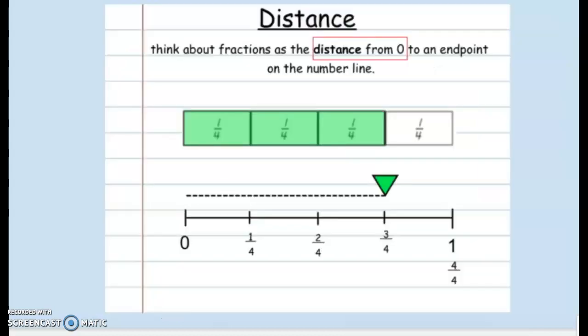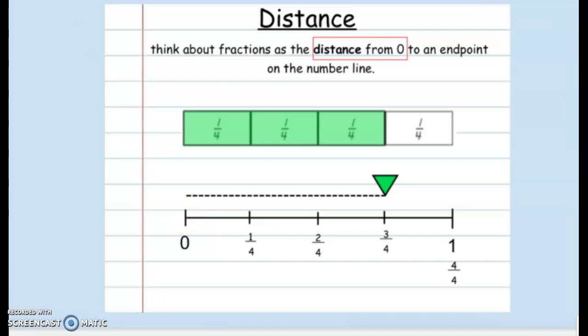Let's review some vocabulary for today. First, we have distance. Think about fractions as a distance from 0 to an endpoint on the number line. You'll see the fraction bars 3/4 are shaded in, and on the number line, the triangle is marked at the 3/4 fraction. This triangle is 3/4 from 0.